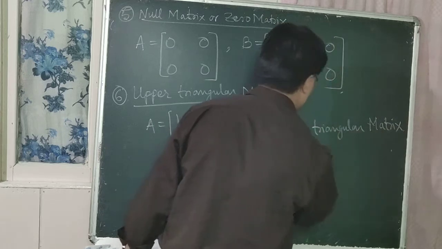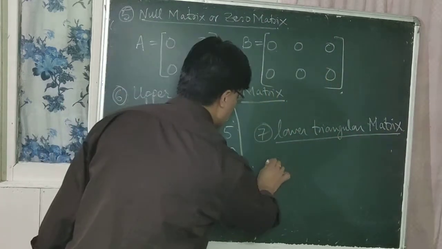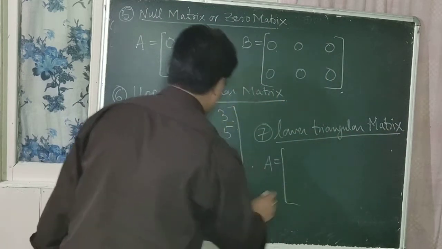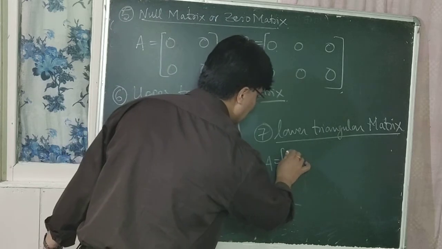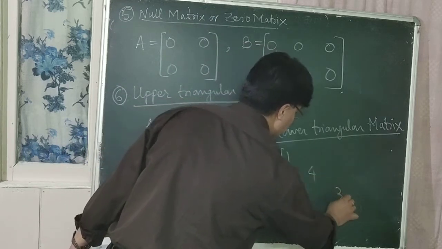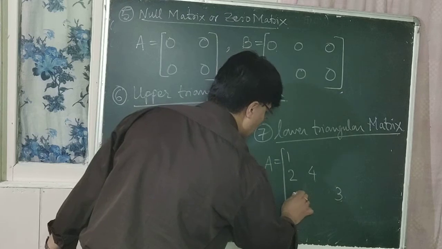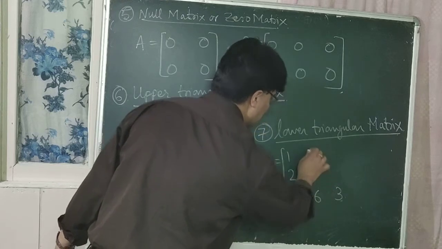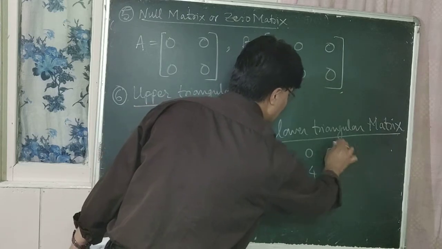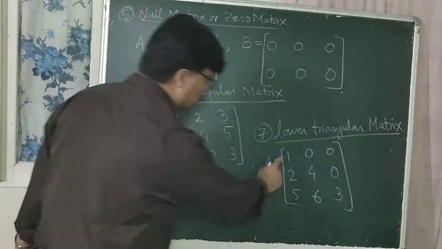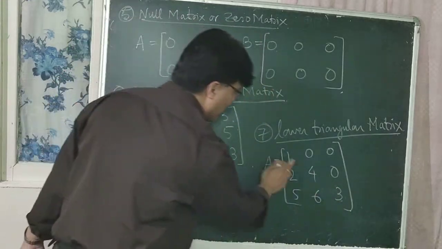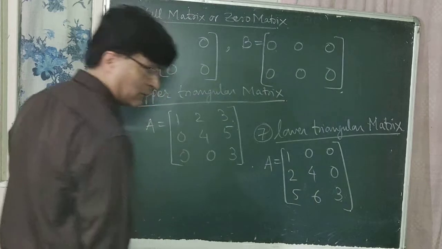What do you mean by lower triangular matrix here? Suppose A is equal to, let us write here the diagonal elements as 1, 4, 3, and let us write here 2, 5 and this 6, and all of the elements here are 0. Now these are the diagonal elements 1, 4, 3. You know that this is the leading diagonal.